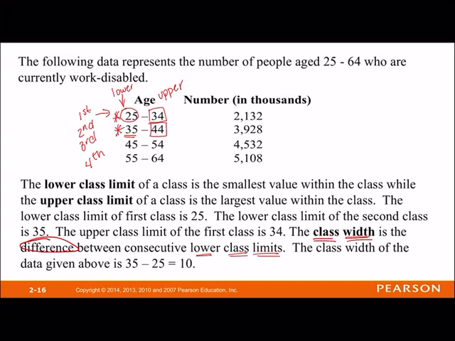So if I look at the ones that I have highlighted here, I have a 25 and a 35. So the difference between 35 and 25 is 10. Class width has to be positive. So again, when I look at the 25 and the 35, notice I put the 35 first and then the 25. So it's always the higher value minus the lower value. Again, class width cannot be negative.